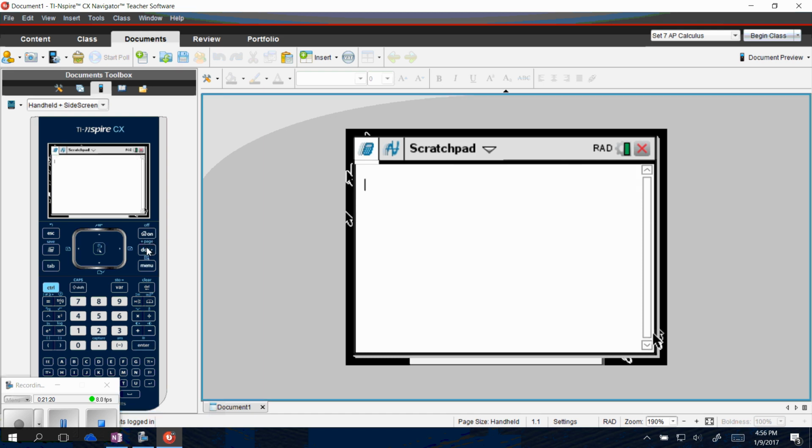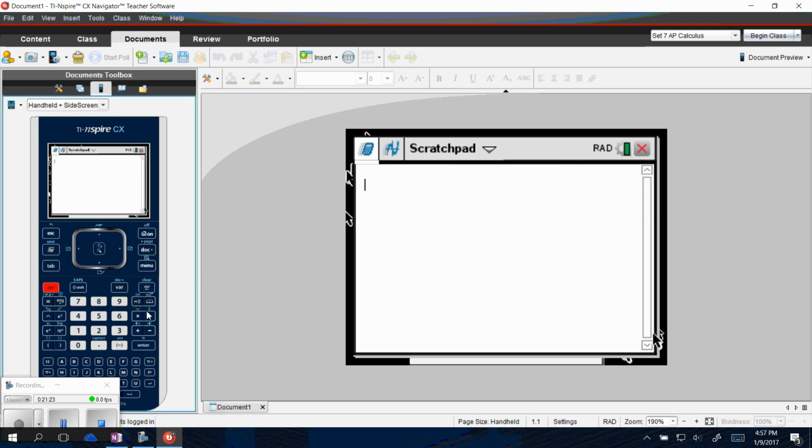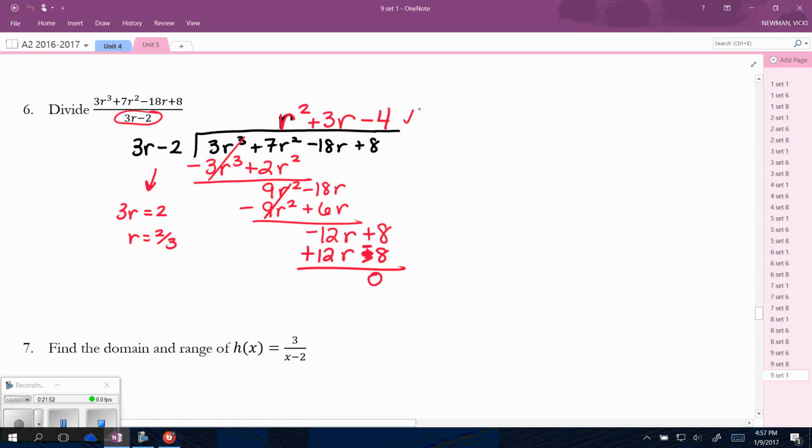Doc B, I'm going to store 2/3 for r, okay? And I'm going to type it into, where's my function here? Okay, type it into here. So 3r cubed plus 7r squared minus 18r plus 8 is 0. So I know that I did that right. I checked it. Yay. So r squared plus 3r minus 4 is my answer.